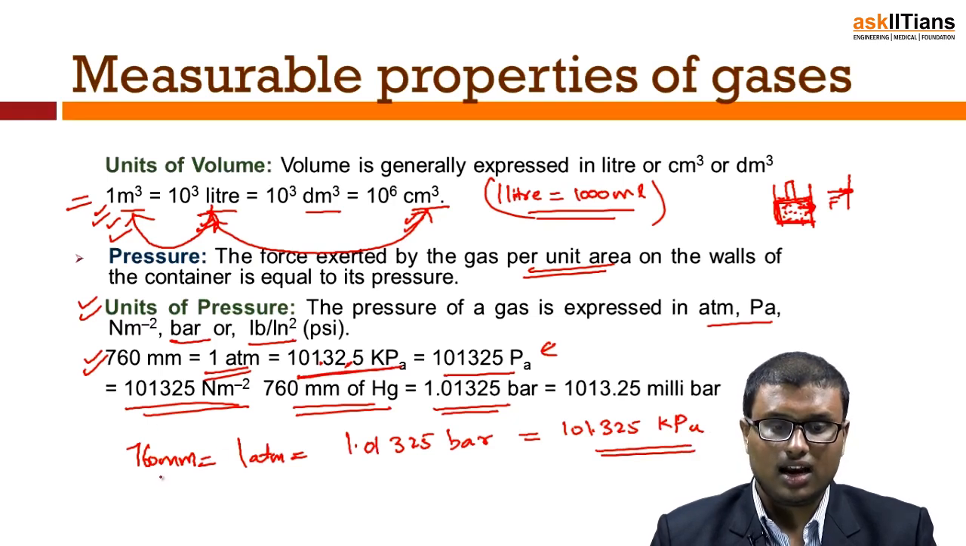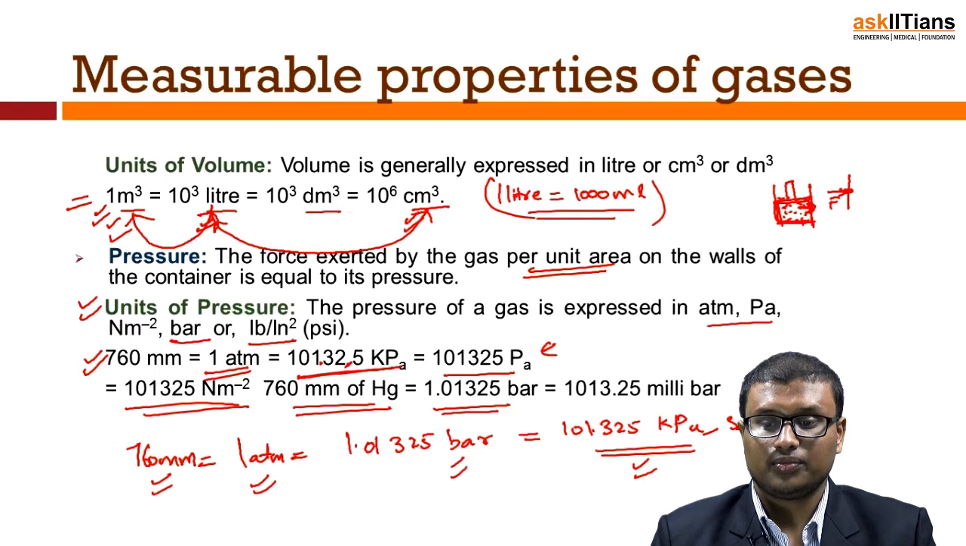So you can see that what is 760 mm? It is the height of the mercury column. What is atm? Atm is the important unit of the pressure. What is bar? Bar is also one of the important units of the pressure. And what is kilopascal? Kilopascal is the SI unit. So it is very important to understand how the different units of pressure are interrelated with each other. That means here my mm is related with atm, atm is related with bar, and bar is related with kilopascal.